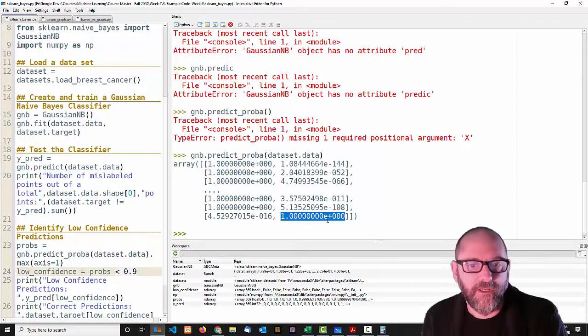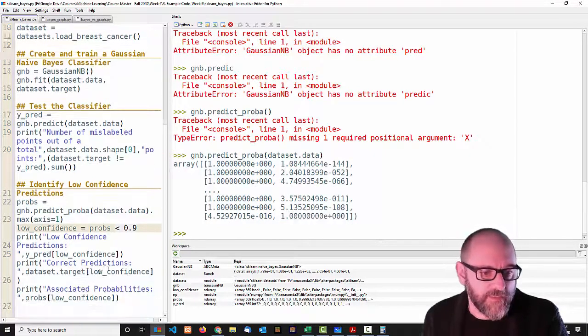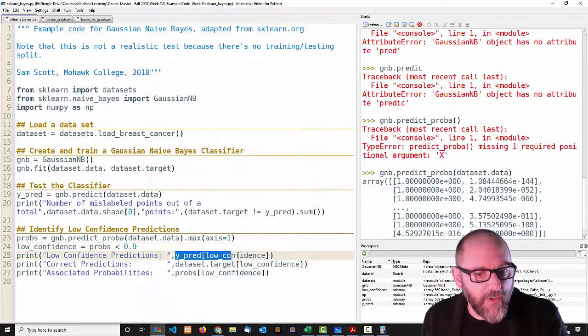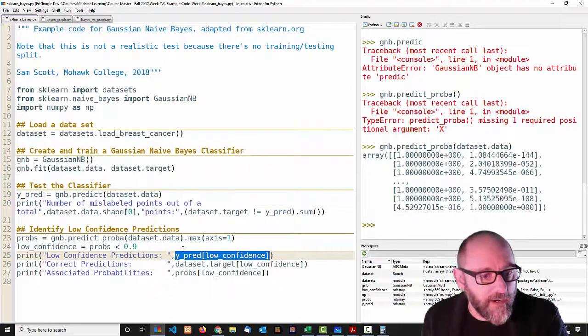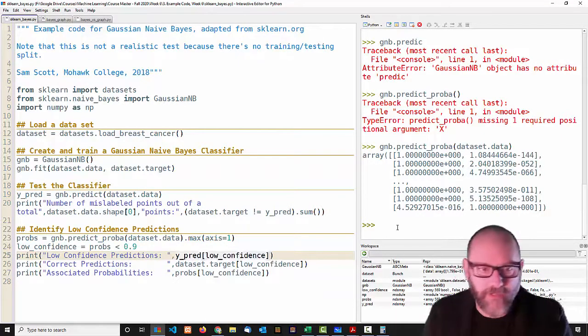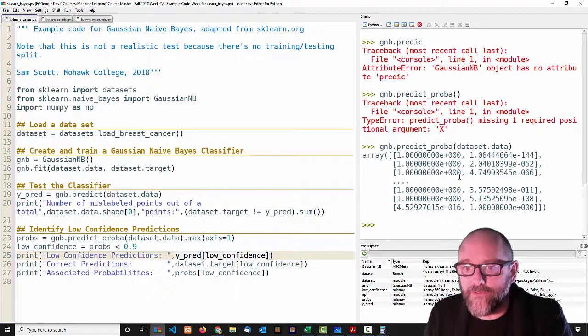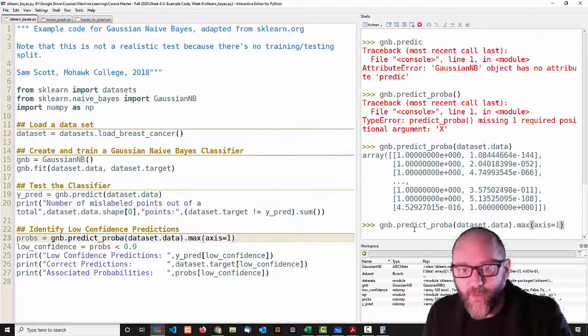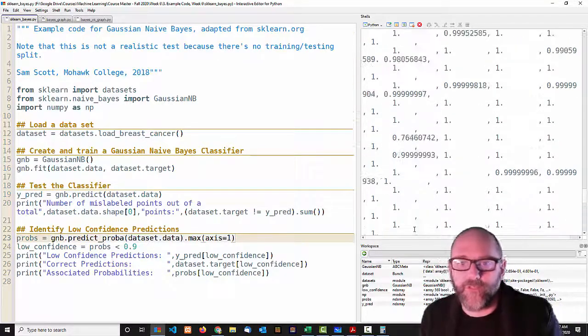Here's an opposite classification where the probability was really high for this class and really low for this class. What I'm doing is I'm going in there and showing the low confidence predictions. Oh yeah, and then I do max axis equals 1 here. What this gets me is the maximum value, the one that it actually used to create the prediction. So this gives me the probability of the positive prediction, the predictions that it used.